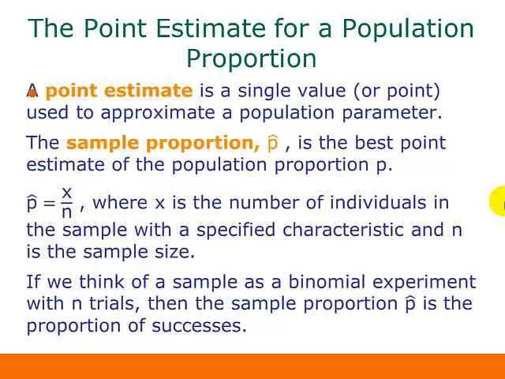And if the p hat value is not given to us in a problem, we can calculate it by taking x and dividing by n, where x is the number of individuals in the sample with a specified characteristic, and n is the sample size. Another way to think about this is if we think of a sample as a binomial experiment with n trials, then the sample proportion p hat is the proportion of successes. So it's the same as the number of successes, x, divided by the number of trials, n.